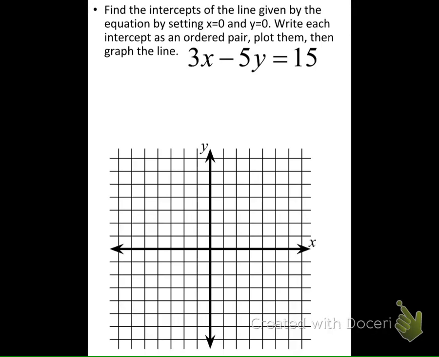Let's set x equal to 0 first. I'm going to draw a line. This is not a line of equality. It's just to show that x is set to 0 on the left and y is set to 0 over there. So on the left side, if x equals 0, I'm going to rewrite the equation and replace the x with a 0. And then we have to get y by itself.